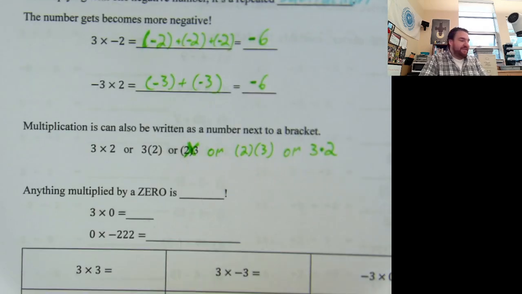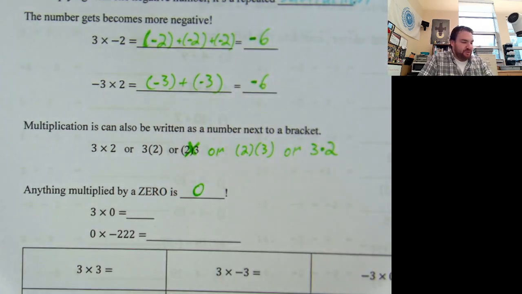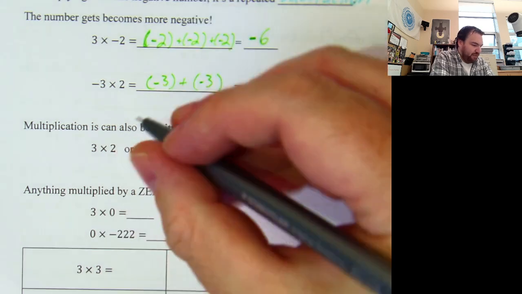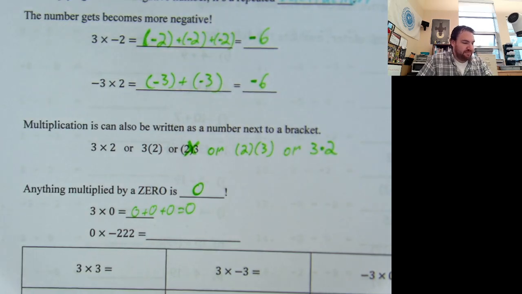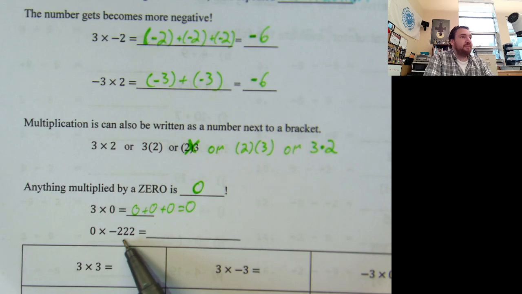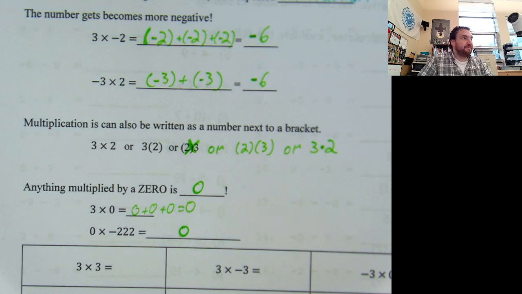And then anything multiplied by 0 is 0, because you have no groups. If I have 3 groups of 0, that's going to be 0 plus 0 plus 0, which is 0. Or the other way to look at it is, instead of 3 groups of 0, I have 0 groups of negative 222. It doesn't matter how big this value is. If I don't have any groups of them, I don't have anything. The result there is still 0.